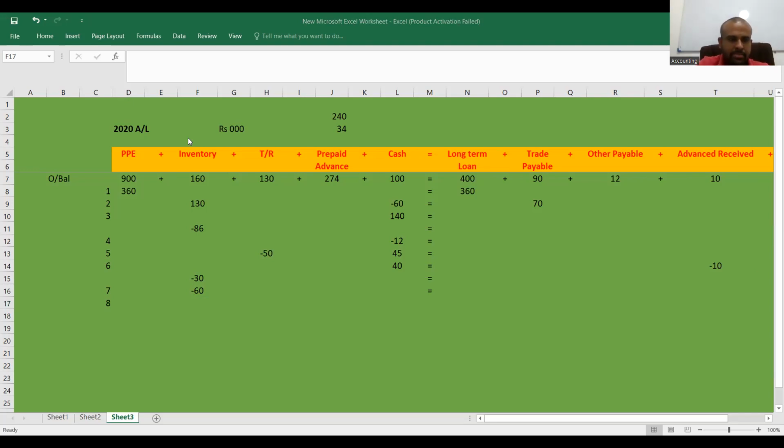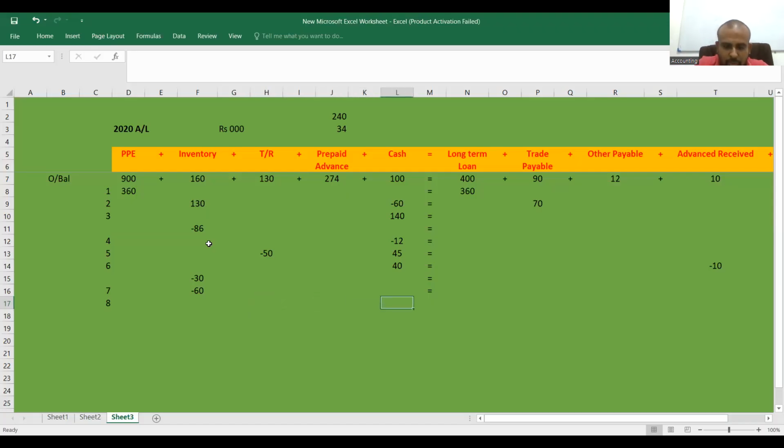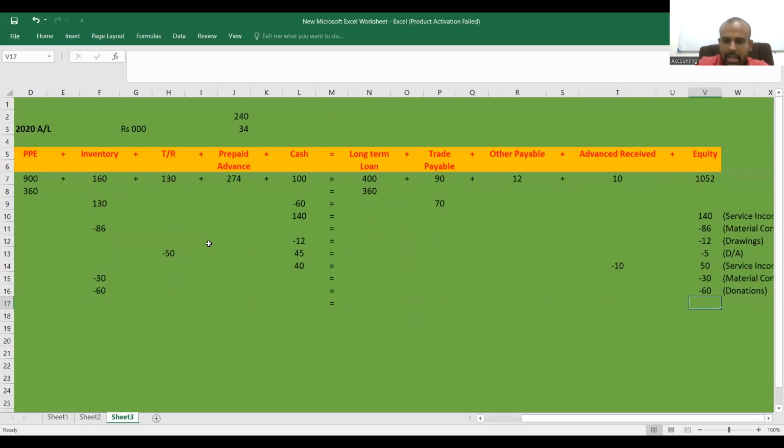Transaction number 8. Monthly insurance premium of 4,000 was paid by the owner out of his own money. So the business monthly fire insurance premium was paid by the owner. According to the separate entity concept, if the owner incurs business expenditure, you're supposed to consider that as drawings. So the business cash was not affected because it was paid out of the owner's money, and that 4,000 you consider as additional capital.